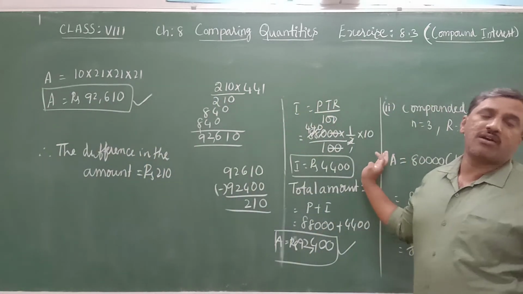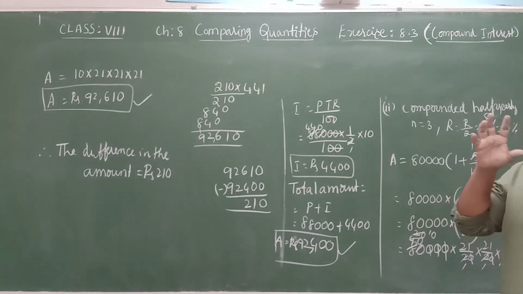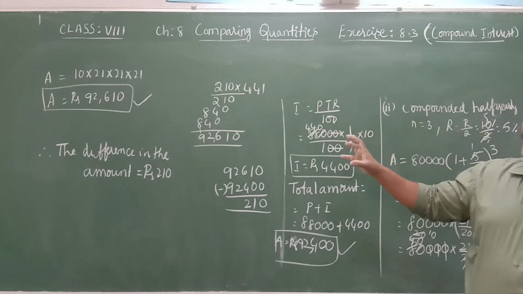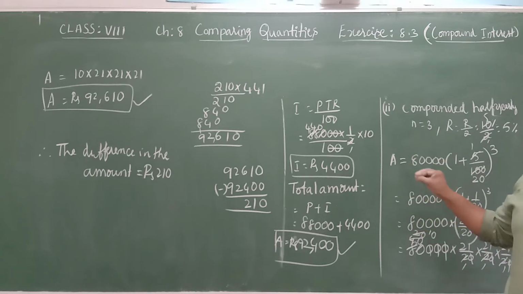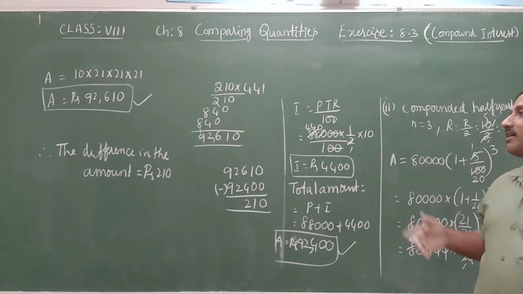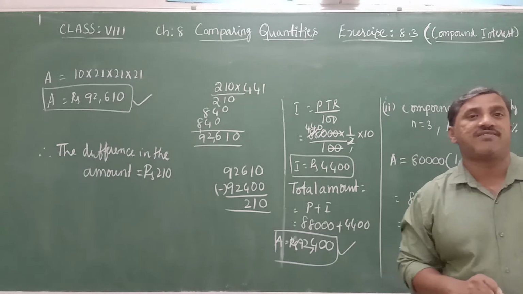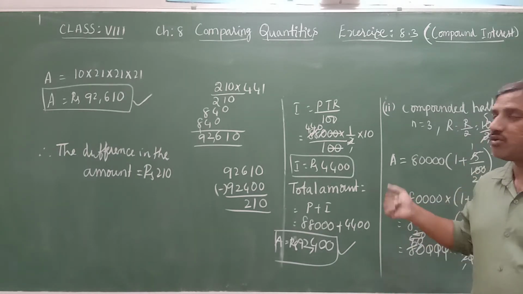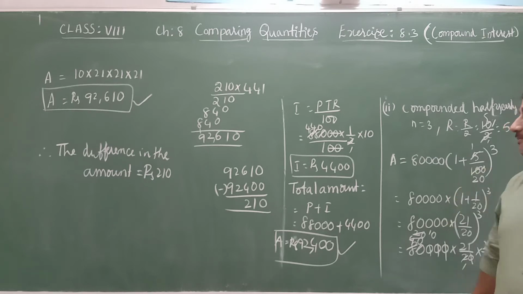So what we have done here is, we find the amount when the interest is calculated annually, and we find the amount when the interest is calculated half yearly. Then subtract both the amounts, and we get the difference amount. Clear, children, how to do this kind of sums? Yes.